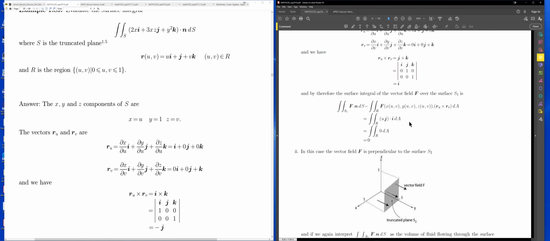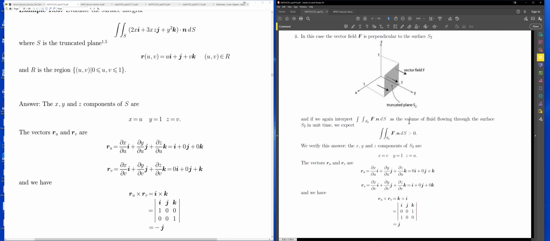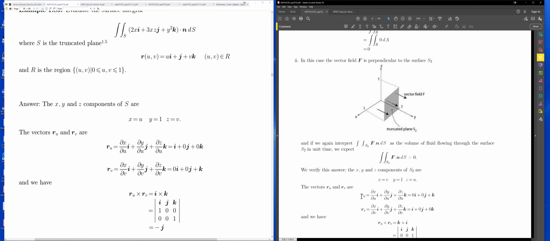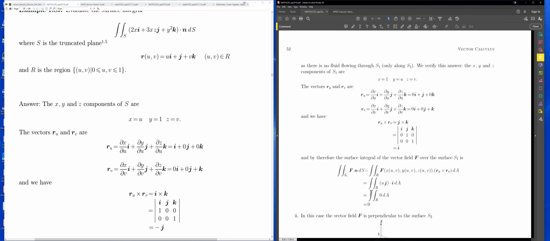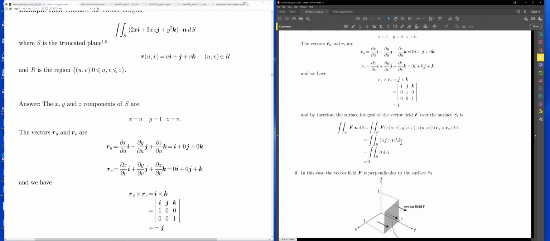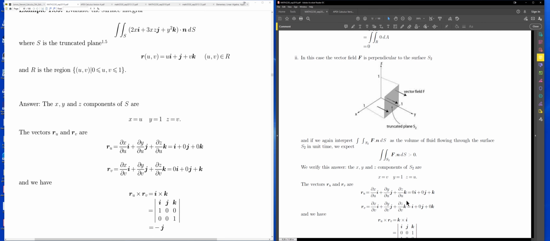So let's look at the working for the S2. The x is equal to v, and the z is equal to u, and the y is equal to 1. When I work out the r_u cross r_v, I need the r_u, and to get the r_u, I need to differentiate with respect to u. I differentiate the component functions with respect to u. I'll get a 0 here, a 0 here, and a 1 here, which is this 0, this 0, and this 1.